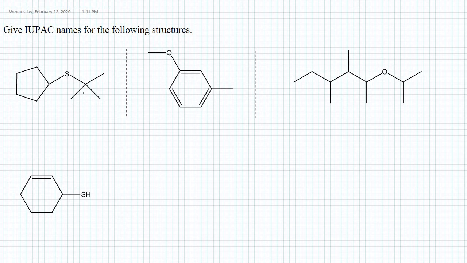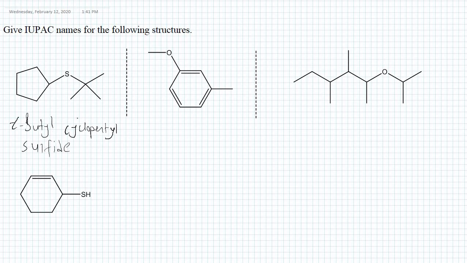Basically T-butyl. T is not the first letter according to the rules, so it starts with a B. This is cyclopentyl, so it starts with C. So basically we will start with T-butyl cyclopentyl sulfide. Let's write. T-butyl space, then cyclopentyl sulfide. I'm going to write sulfide here.